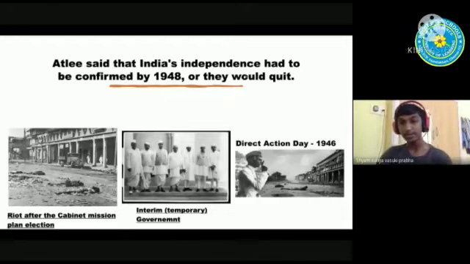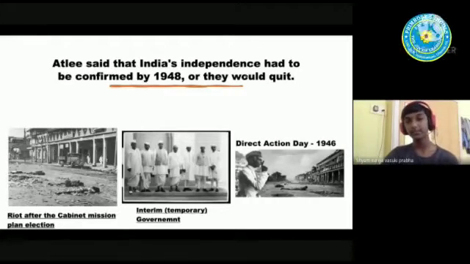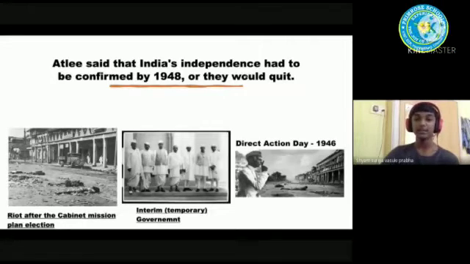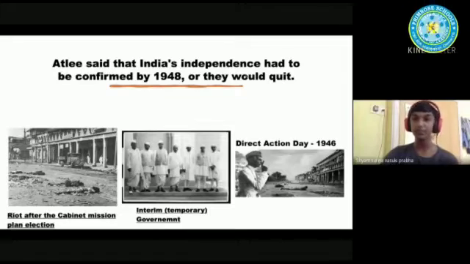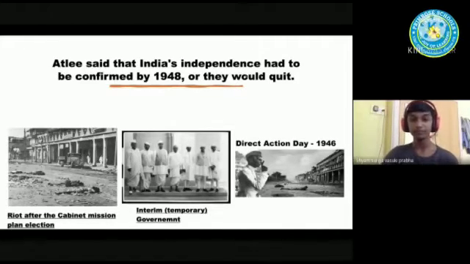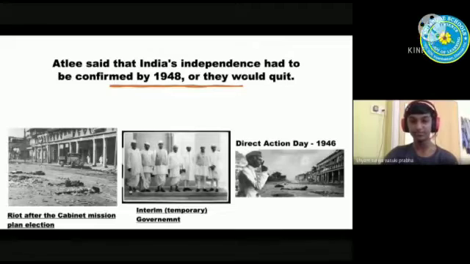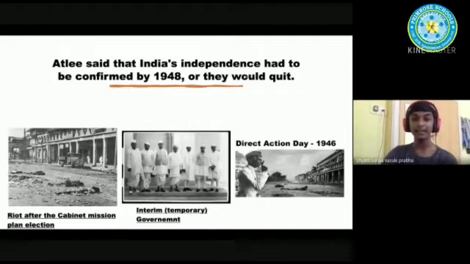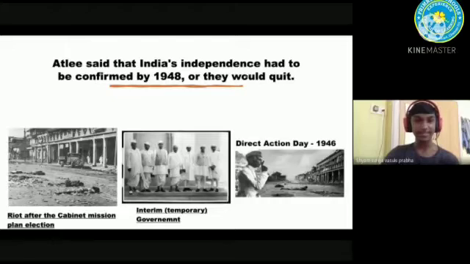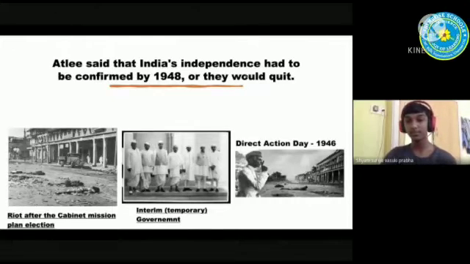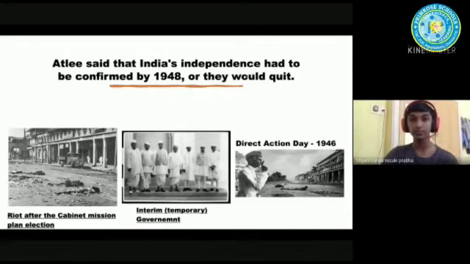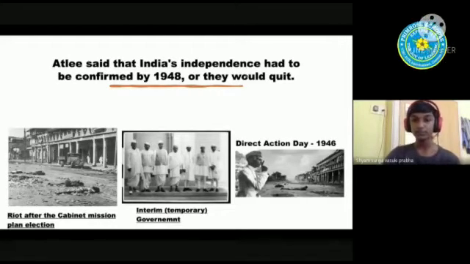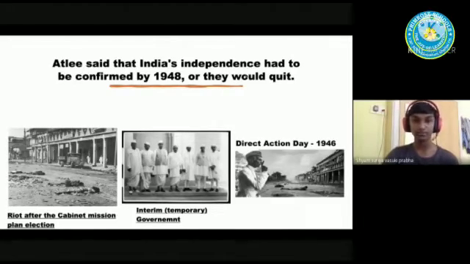And also, Direct Action Day took place. Basically, Jinnah, the main spokesman, stated that he wanted a separate Pakistan for their people and India for the other people. Due to all these catastrophes that were happening, Attlee himself said that if India didn't gain independence by 1948, Britain would officially quit helping India gain independence, and they wouldn't do anything to help them anymore. Because of this, India started moving quicker, and they started making better decisions.